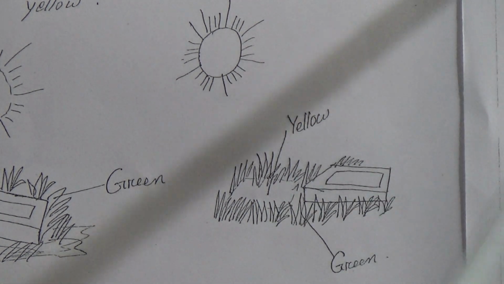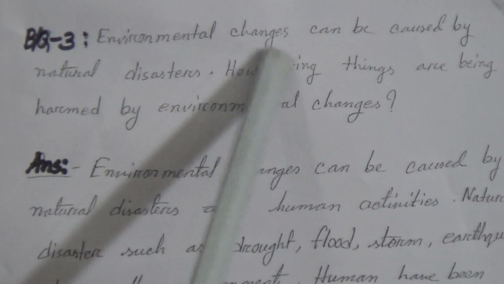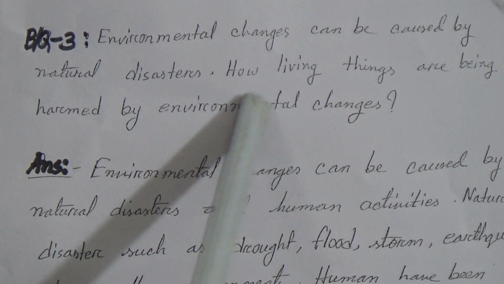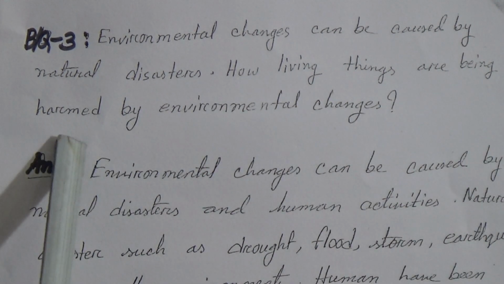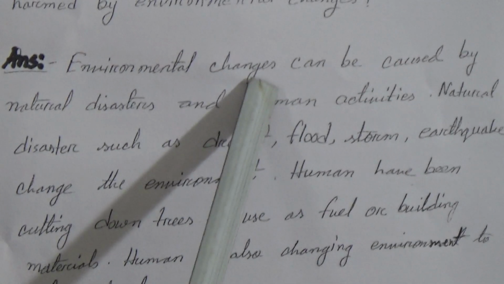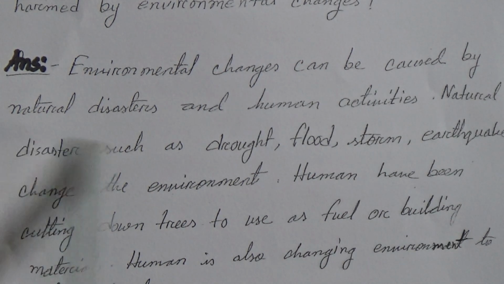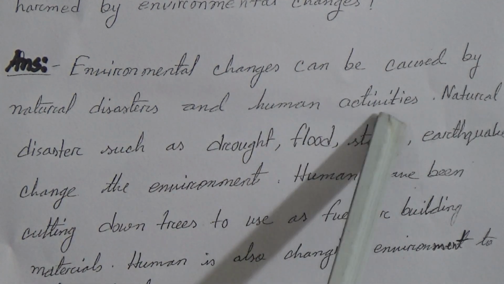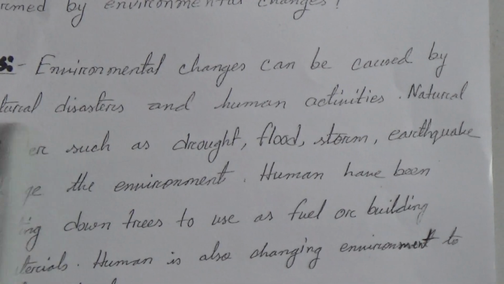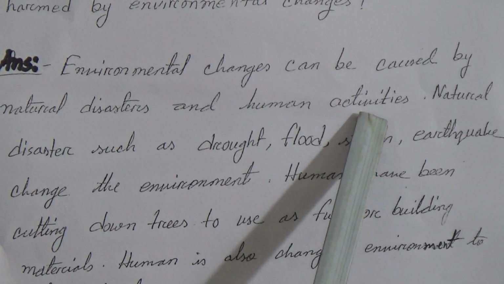Okay, now go to broad question 3. Our question is, environmental changes can be caused by natural disaster. How are living things being harmed by environmental changes? Answer, environmental changes can be caused by natural disasters and human activities.